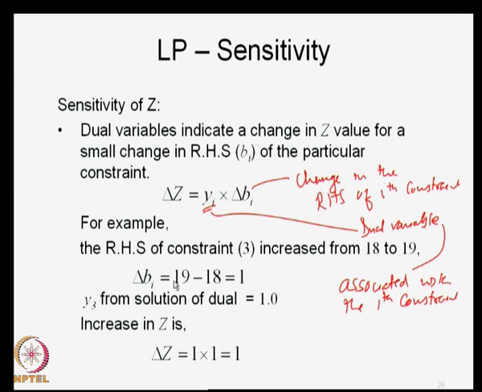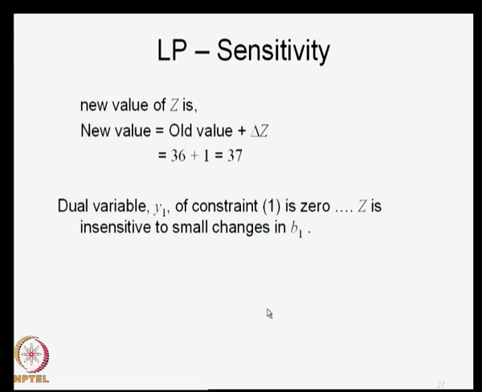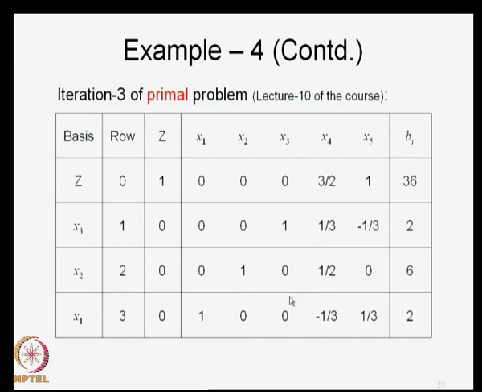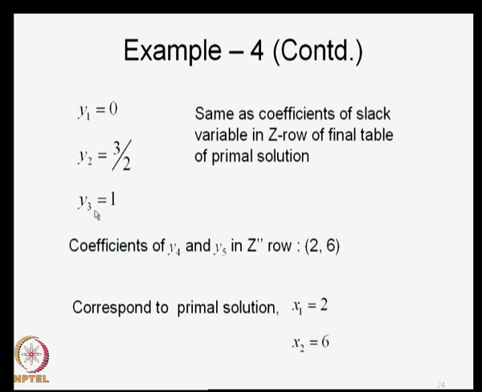So, my delta b_i will be 19 minus 18, it is increased from 18 to 19, and the associated dual variable y3 is 1. Where did we get this? y3 is 1, associated with the third constraint, which has a slack variable of x5. So, this is the solution for y3, y3 is equal to 1.